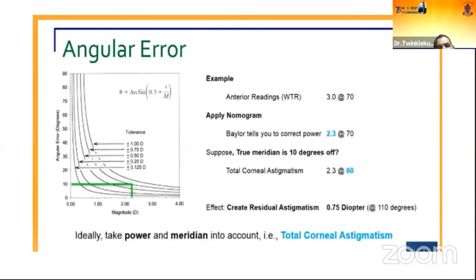Dr. Douglas Koch again found out that there is a significant effect of the angular component. Suppose your front cornea is with-the-rule, 3 diopters at 70 degrees. When you apply the Baylor nomogram, it gives the exact correction power of 2.3 at the front cornea. But suppose when we measure this cornea, it is 2.3 at 60 degrees. So whatever is lacking is the meridional consideration that was lacking in the Baylor nomogram. Ideally we should take the power and meridian both into account, considering total corneal astigmatism.